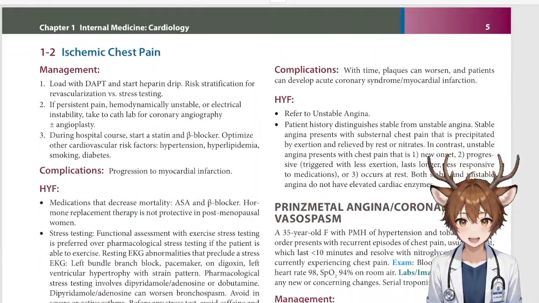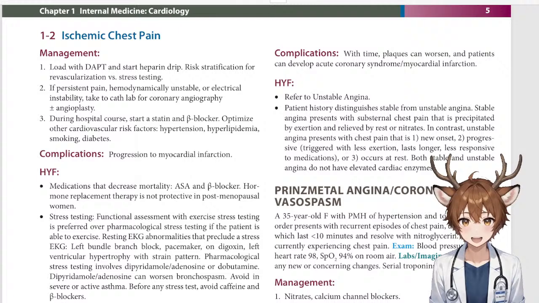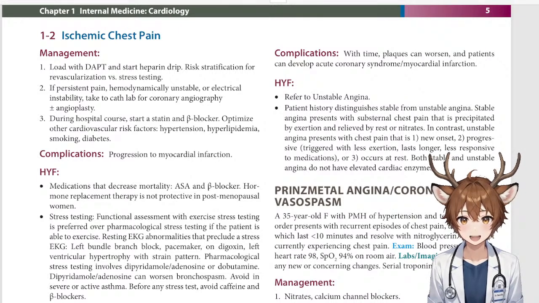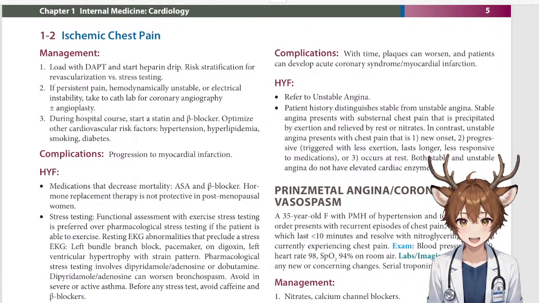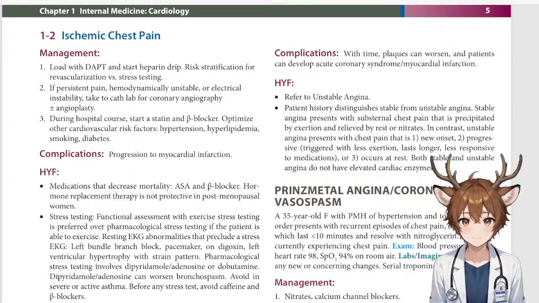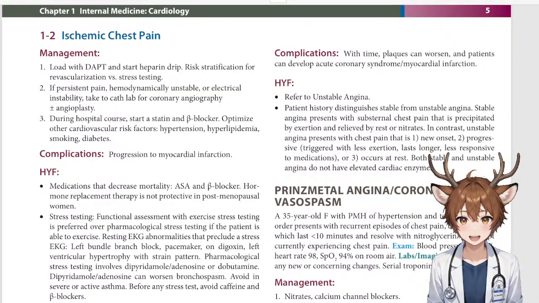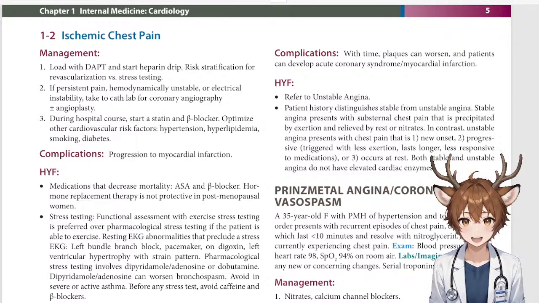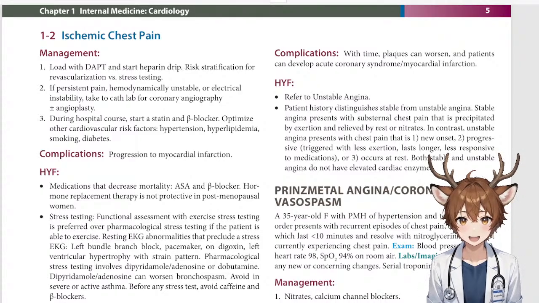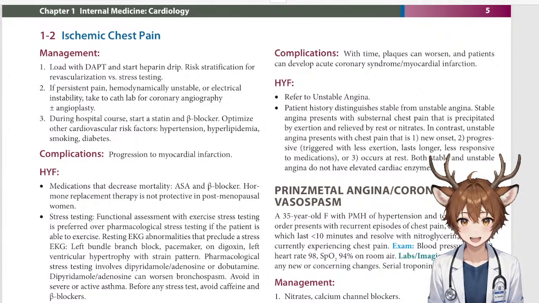So what about going back into stable angina? What are the complications of stable angina? With time, plaques can worsen and patients can develop acute coronary syndrome / myocardial infarction. So it can basically progress. High yield facts about stable angina refer to unstable angina for the high yield facts, which we talked about before. They love saying that.